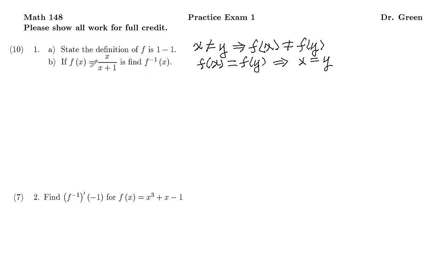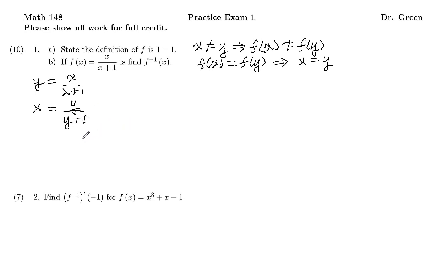Part B, we are given f of x is x over x plus 1. We want to find f inverse. Remember there are two steps here. First, plug in y for f of x. So we get y equals x over x plus 1. Then switch your x and y and solve for y. Where there's a y, we put x, and where there's an x, we put y. So x equals y over y plus 1. And then we want to solve that for y.